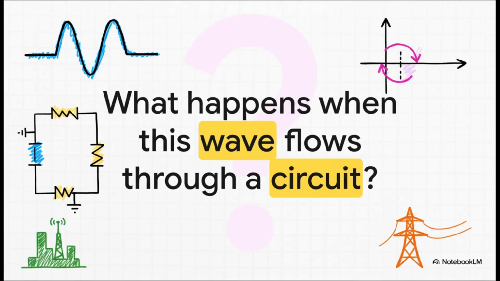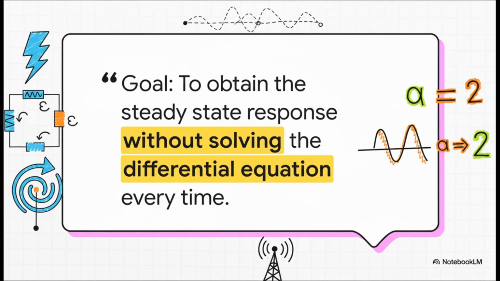So you'd think this would be a simple question, right? What happens when you run this wave through a circuit? You'd think so, but for the longest time, the answer was a total headache. For engineers, it was this recurring nightmare. A nightmare of, you guessed it, calculus. Yeah, this quote from an old engineering textbook really says it all. It highlights the massive roadblock they were up against.